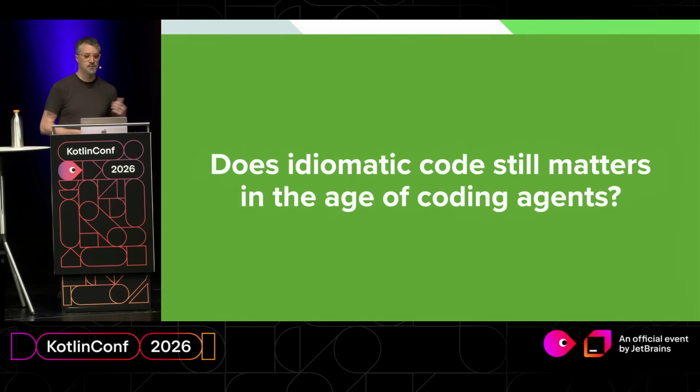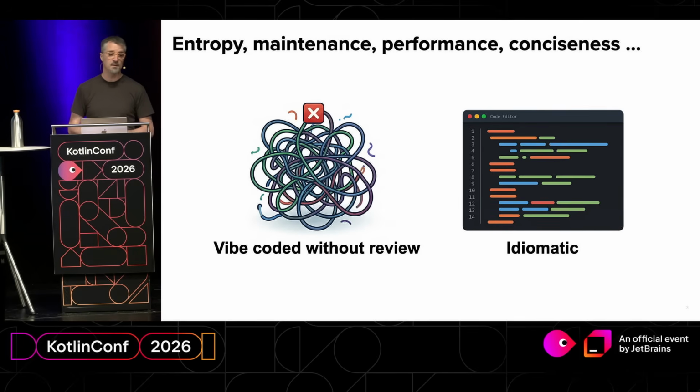But let's think about, does idiomatic code still matter in the age of coding agents? I think it does. If you don't care enough, you will see the entropy of your project increasing. The maintenance will be more and more an issue. You may observe performance and consistency issues. So if you vibe code your project, it may work the first few weeks, but after some time, I have seen already multiple examples of teams losing control over their project. And so I still think it matters to have a nice idiomatic code base.